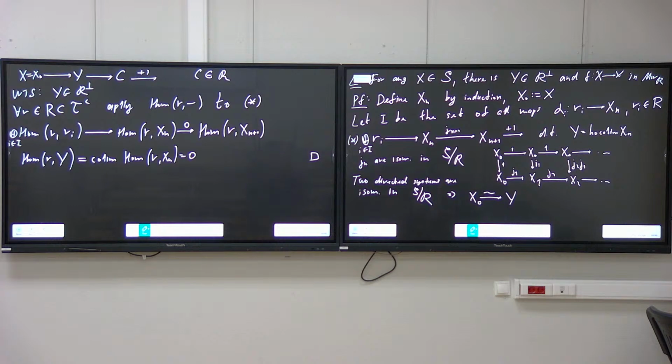Yeah, so a little correction: the subcategory of compact objects is not localizing. I meant to say this is the subcategory closed under direct sums of the compact objects.